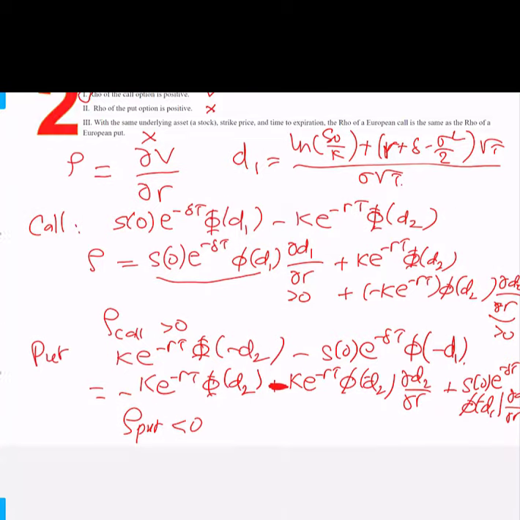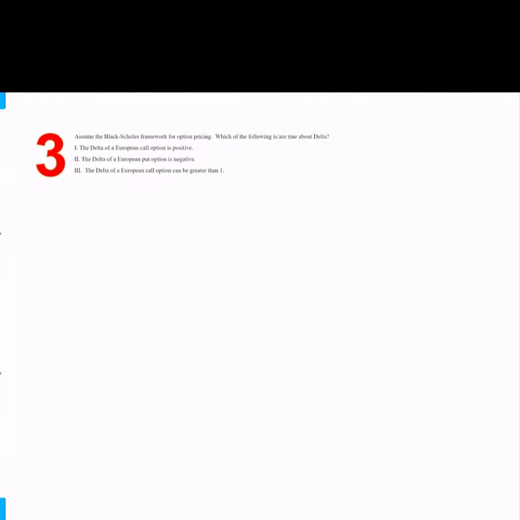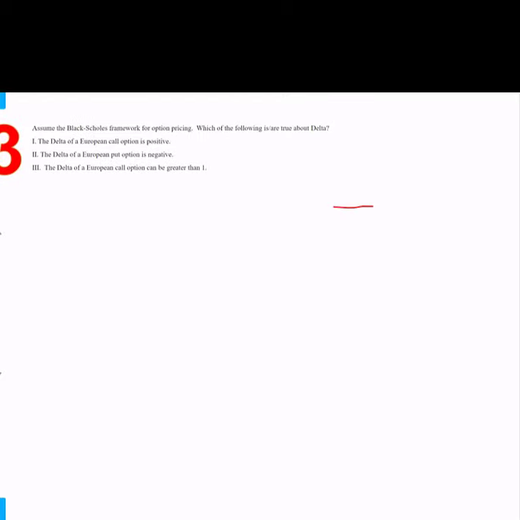Alright, so let's move on. Let's move on. Number 3. Assume the Black-Scholes framework for option pricing. Which of the following are true about delta? Let me zoom it in a little bit.